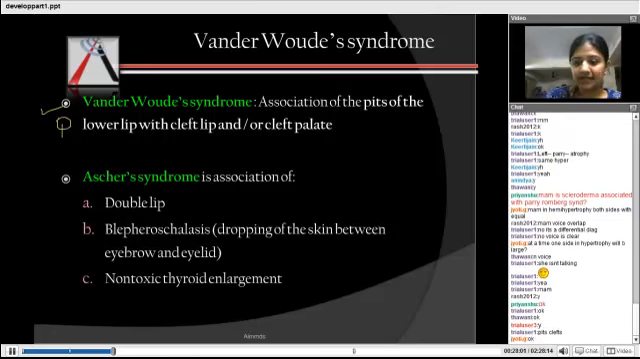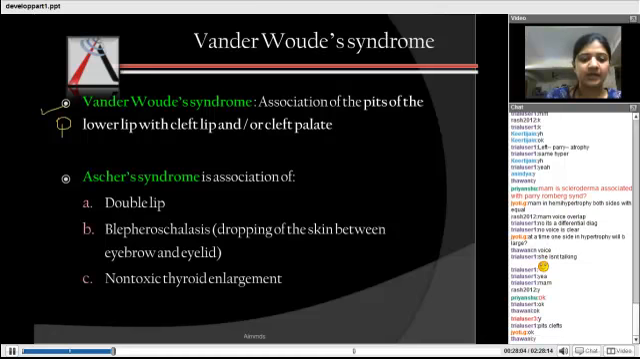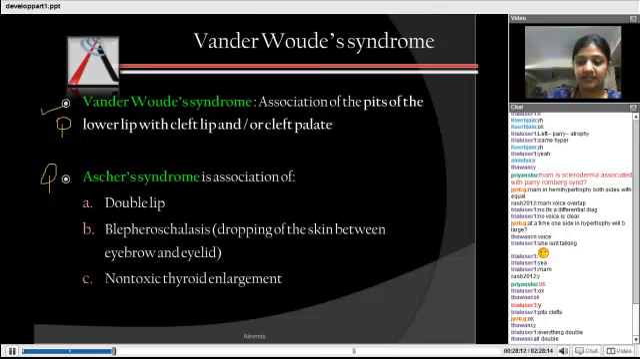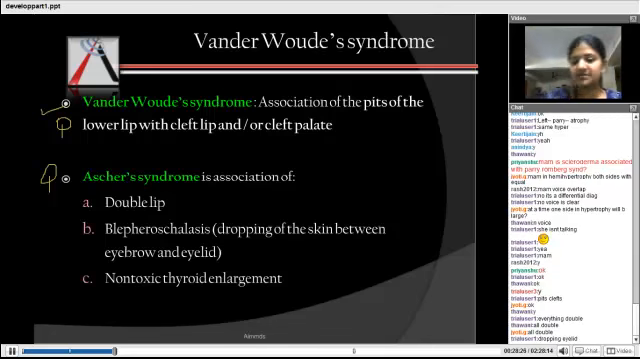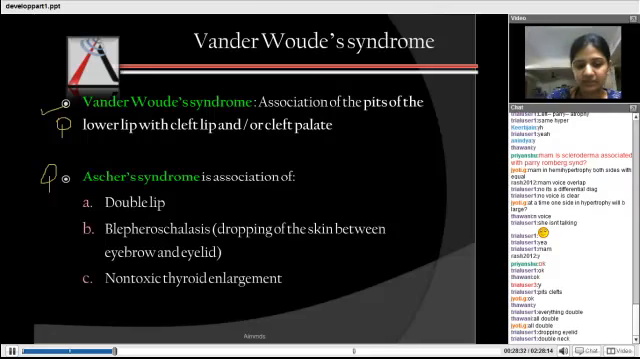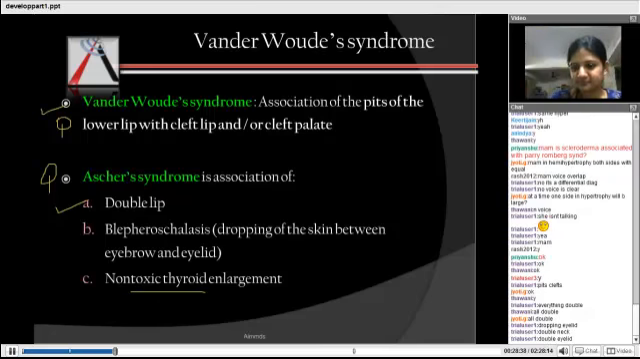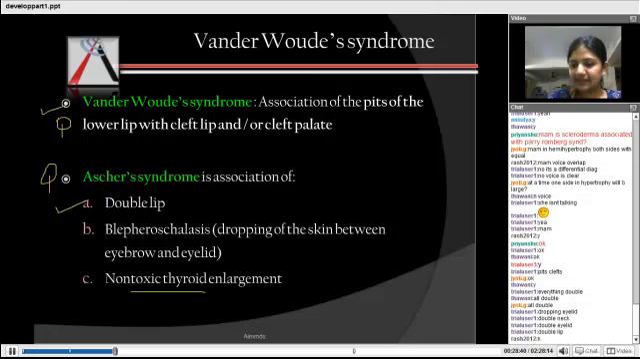Then we have another thing called Usher syndrome. Usher syndrome has three conditions again. This has been an MCQ again, an easy one. Double lip, blepharochelatsis. We have a diagram, so don't worry about that. What is blepharochelatsis? Big word, but it's just a drooping of the skin between the eyebrow and eyelid, and non-toxic thyroid enlargement. Everybody's telling you it's all double. You have double features: a drooping of the skin between the eyebrow and the eyelid, non-toxic thyroid enlargement, and double lip. All double, huh? Double eyelid, double neck.